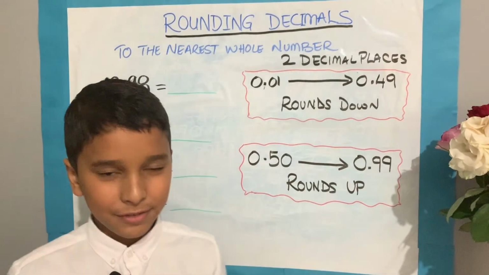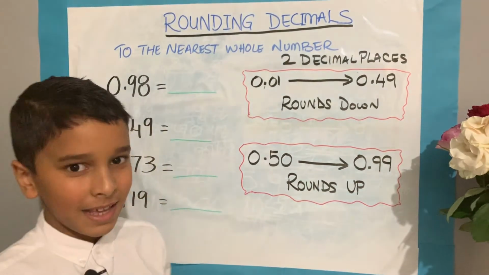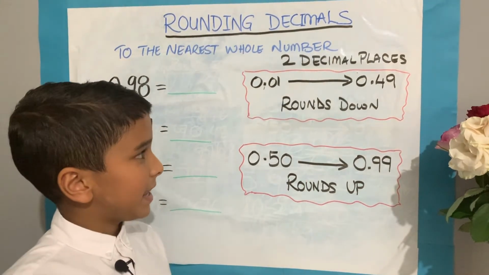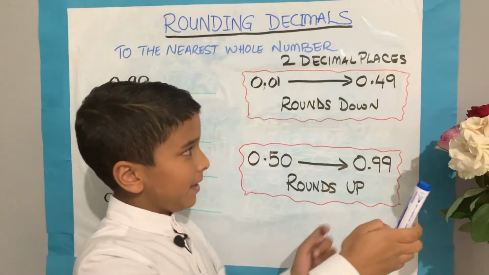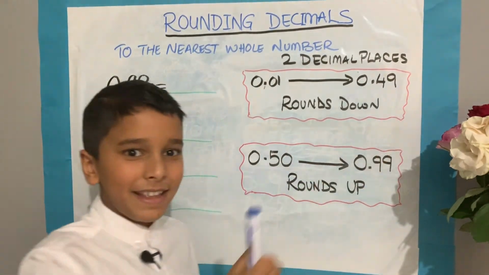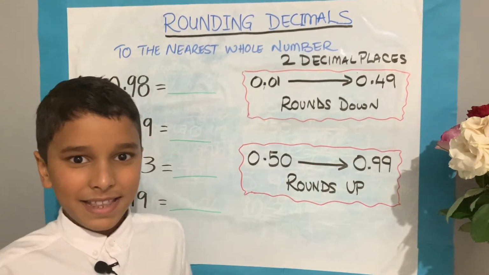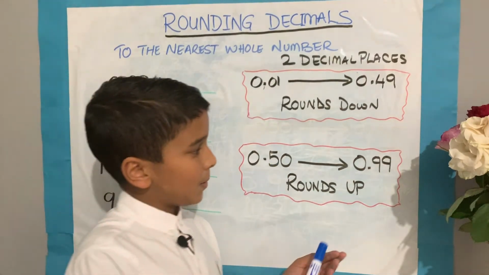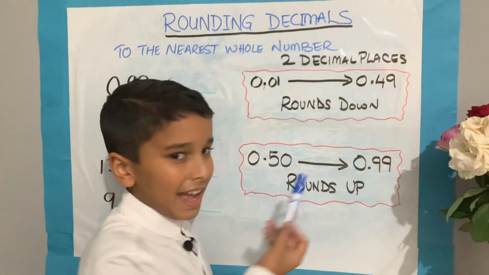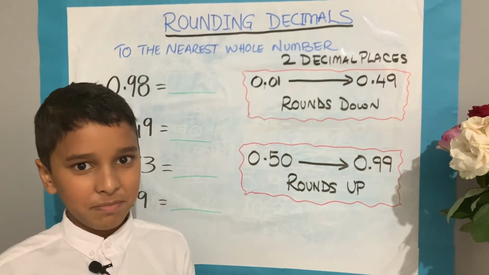Now let's look at rounding numbers with two decimal places. Any number that ends in 0.01 all the way to 0.49 rounds down. And all numbers that end in 0.50 all the way to 0.99 rounds up. Look at a few examples from the CGP book.